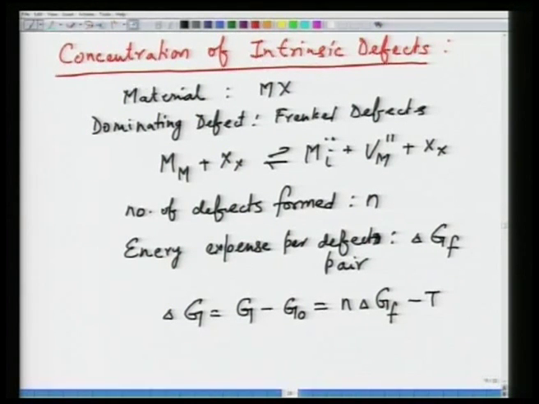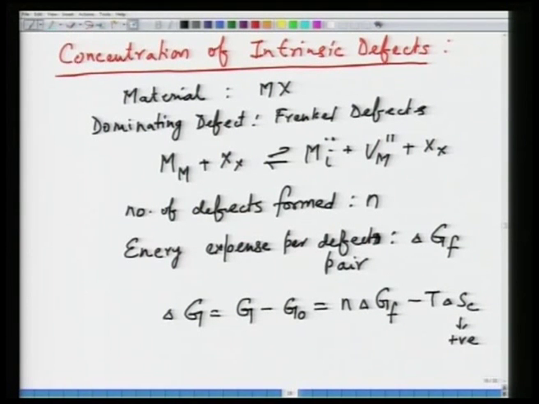Because the moment you create the defects inside a material, it is going to lead to a change in the configurational entropy, which is delta SC, and which is going to be a positive quantity because you are going to introduce defects, which means you introduce disorder inside the material, and as the disorder increases, the entropy always increases. So this is the basic thermodynamic free energy change that is going to happen when you form n Frenkel defect pairs, each defect pair having energy of formation of delta GF, and minus that entropy term, which is a positive term because of the increase in the entropy.